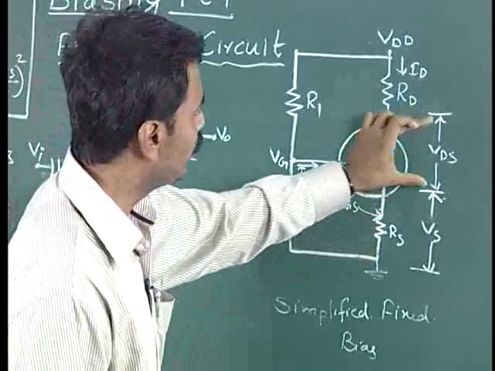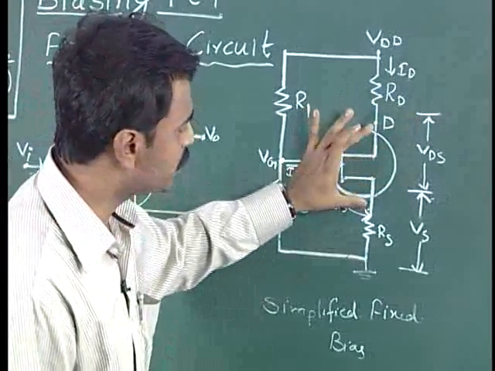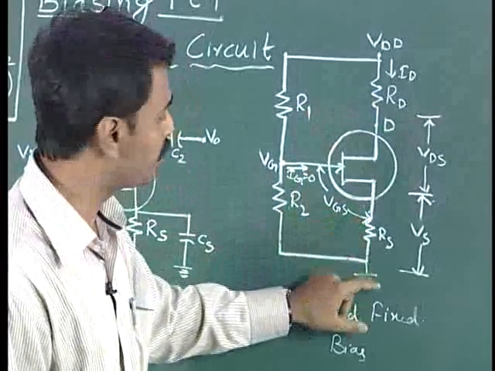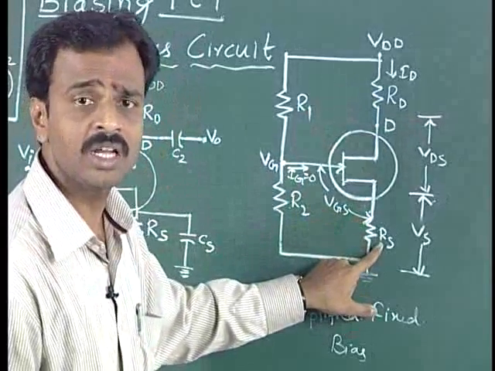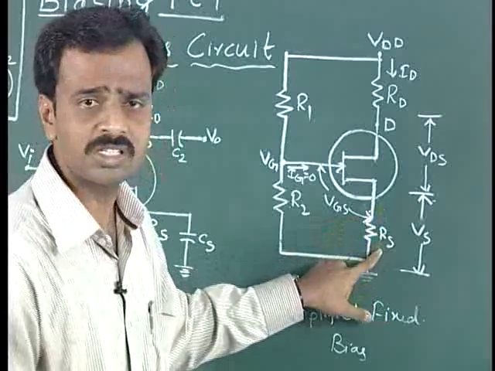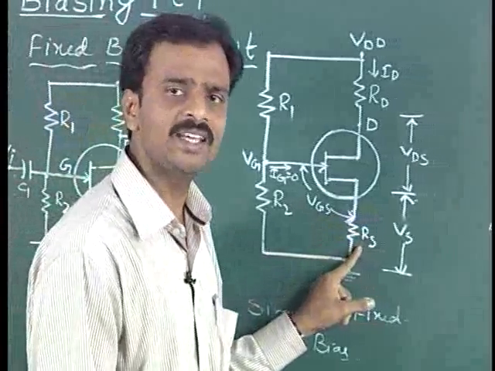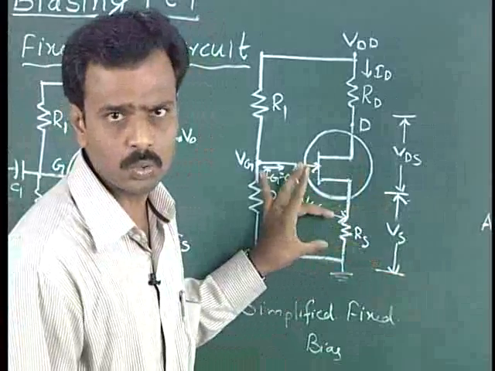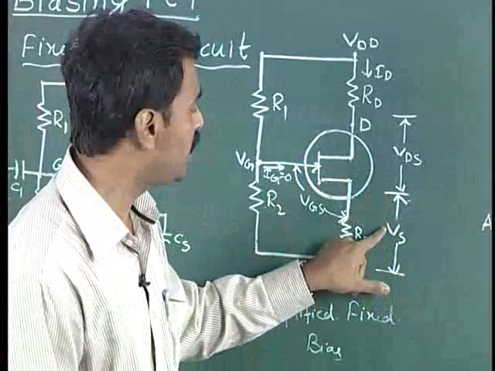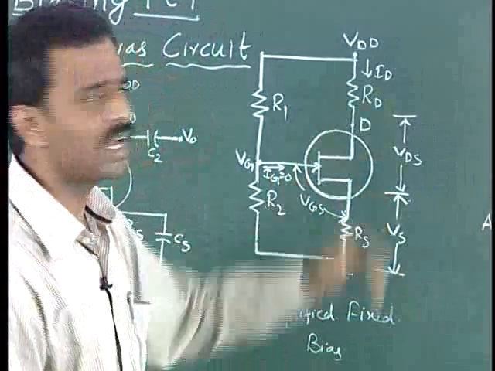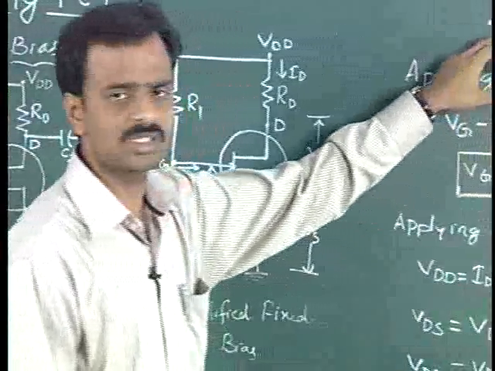See here, the voltage VDS is measured between the drain and source, and now we have a source resistance here. The current passing through the source resistance is the source current IS, so the voltage across that source resistance is given as VS here. Now we'll see the analysis of this circuit.